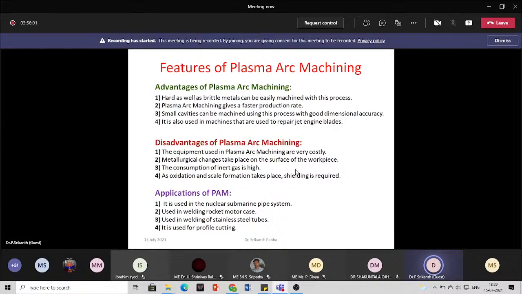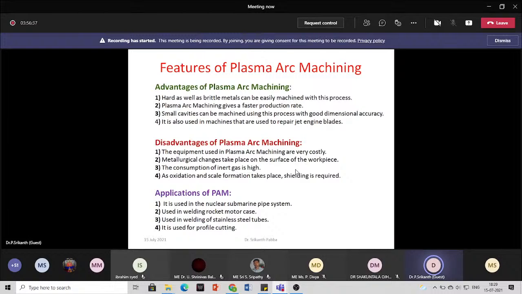A disadvantage of plasma arc machining is that the equipment used is very costly. There may be metallurgical changes on the surface of the workpiece owing to very high temperatures and high pressures of the gas. The consumption of inert gas is also high, and there may be a possibility of oxidation or scale formation, and shielding is required for this operation.